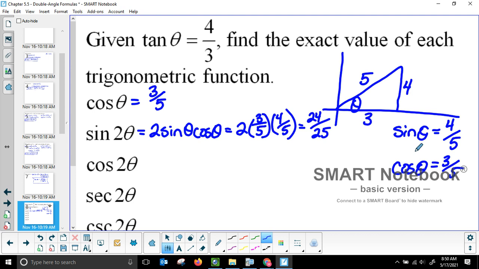Okay, so for cosine of 2 theta, it doesn't really matter which one you use here. I'll just use 2 cosine squared theta minus 1. All right, so in this case we have 2 times cosine, which is 3/5, squared, and minus 1. Because this denominator squared is going to be 25, I'm just going to make the 1 into 25 over 25. So this is going to be 9 over 25 when you square this. Multiply that by 2, you're going to get 18 over 25. So 18 over 25 minus 25 over 25 is negative 7 over 25.